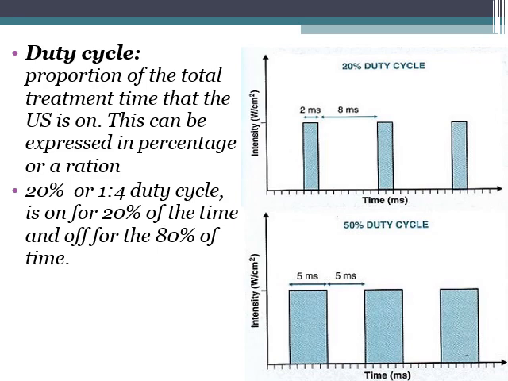There are two options, or you can say two terms, to express pulse mode when we are setting or writing a dosage. One is duty cycle, or you can say mark space ratio, which is expressed as a percentage or ratio. So what is the duty cycle? Duty cycle is the proportion of the total treatment time that the ultrasound is on, and this can be expressed as a percentage or a ratio.